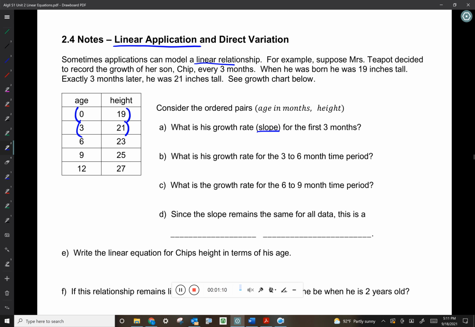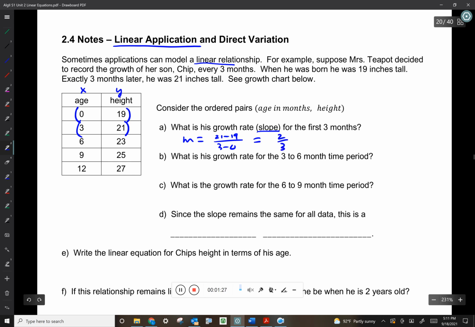So we would say his slope is, well, don't you subtract your y's? And remember, this is our x, this is our y. So wouldn't it just be 21 minus 19 all over 3 minus 0? So that comes out to be 2/3.